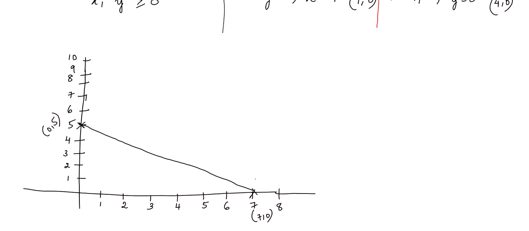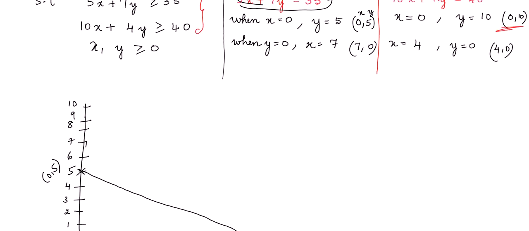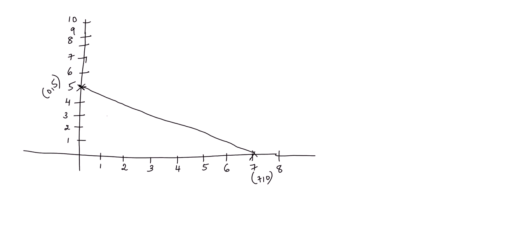The second points are 0 comma 10 and 4 comma 0. So now plot 0 comma 10, which is this point, and 4 comma 0, which is this point. Now join these two points.